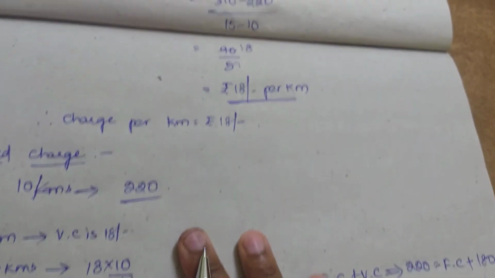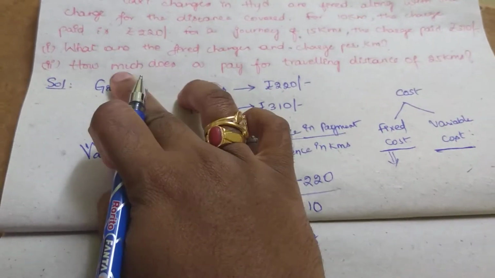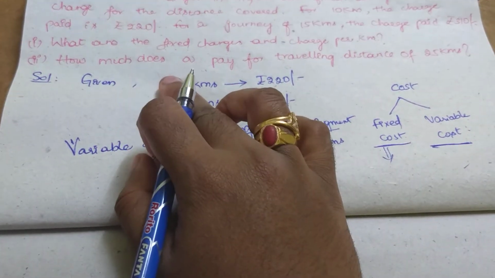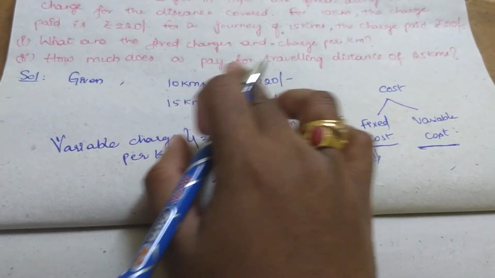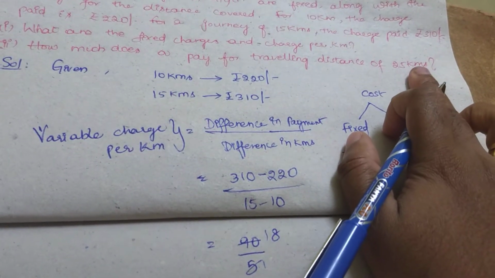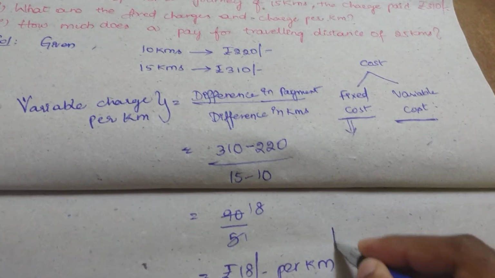Understood? So what is the second sub question that they asked us? How much do they pay for traveling a distance of 25 kilometers? So again, same.